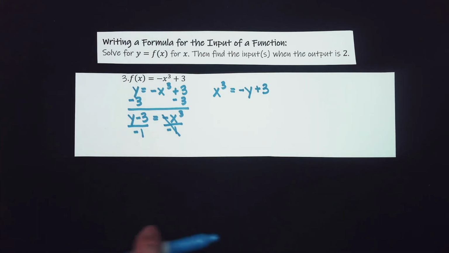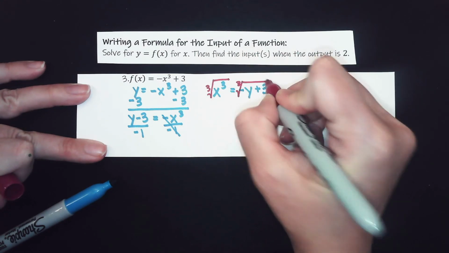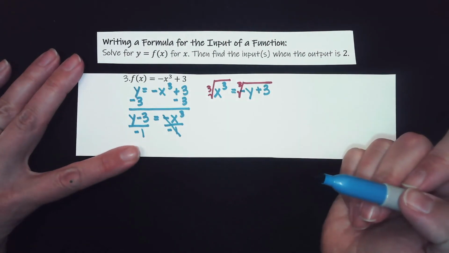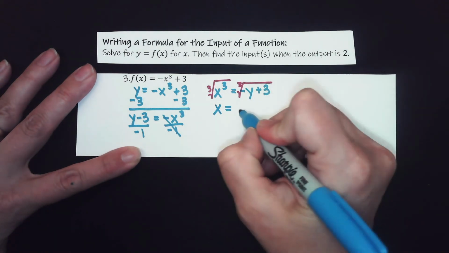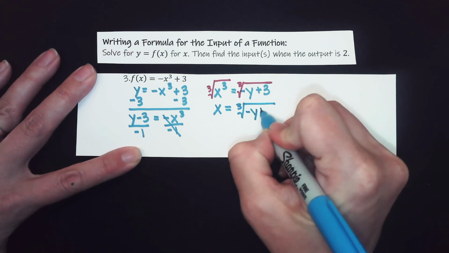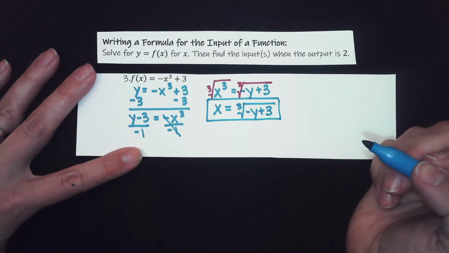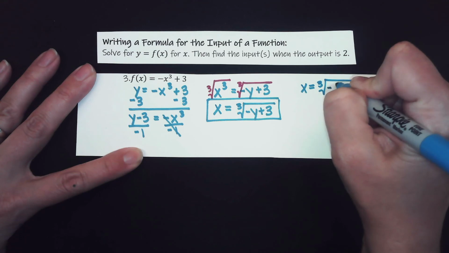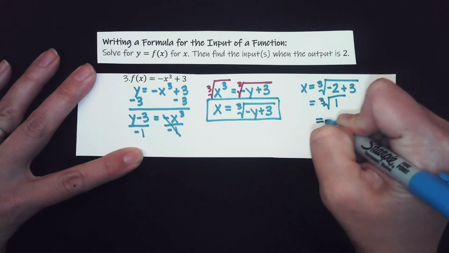Still need to get x by itself. So we're going to take the cube root of both sides, because that index and that exponent will cancel to leave me with x. They're the inverses of each other. They cancel to 1. And this side will be the third root of negative y plus 3. Alright, and it wants my x when my output is 2, so I'm going to plug 2 in. So I have x equals the third root of negative 2 plus 3. So that is the third root of 1, which is 1.